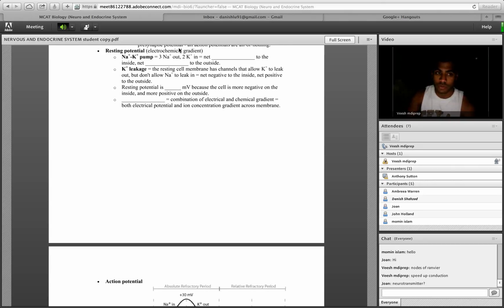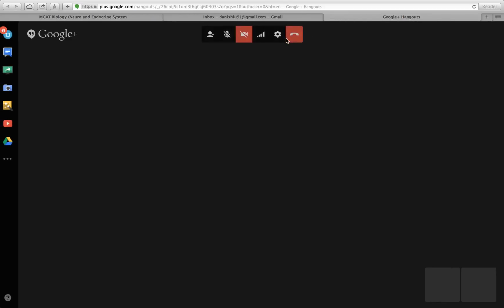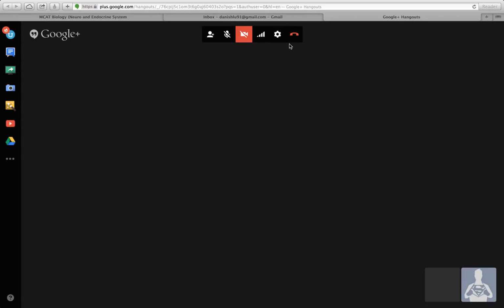And with the Na-K plus pump, there's also a little bit of K plus leakage, so that makes it even more negative because, first of all, you're only taking 2 K pluses in, and some of them are leaking out. The positive charges are leaking out a little bit, so it makes it even more negative on the inside and more positive on the outside.